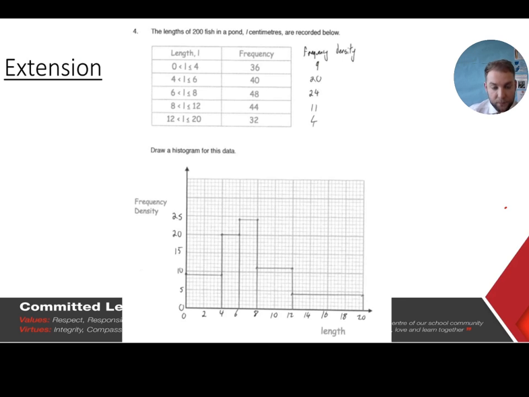Last one here was another histogram question. Again, we're working out the frequency density. Frequency density is equal to your frequency divided by your class width. So 36 divided by 4, 40 divided by 2. Now, the reason I've picked these questions, just to let you know, is because they come up every single time, okay? So make sure you understand it. Make sure you know the difference between cumulative frequency and histograms.